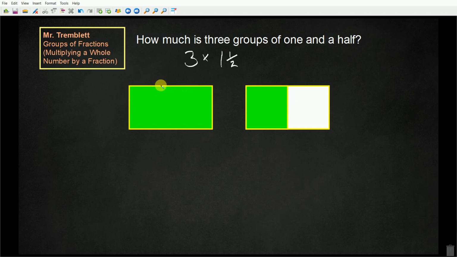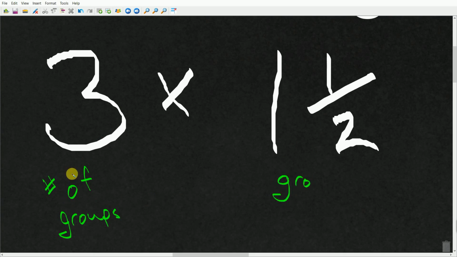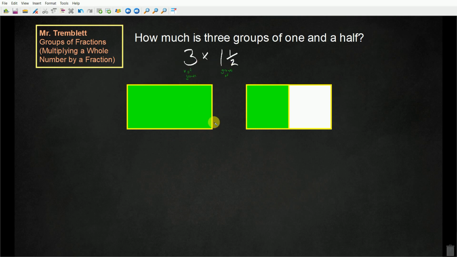So the first number is telling us the number of groups. In this one here, the first number is how many groups? Number of groups. So in this case we have 3 groups, and this is what's in each group. So sometimes we can say, well, it's 3 groups of 1.5. If I draw that out, that's one group of 1.5. If this was 1 times 1.5, this is what it would look like. I've got a computer here, so I'm going to cheat a little bit. So there's one group of 1.5.